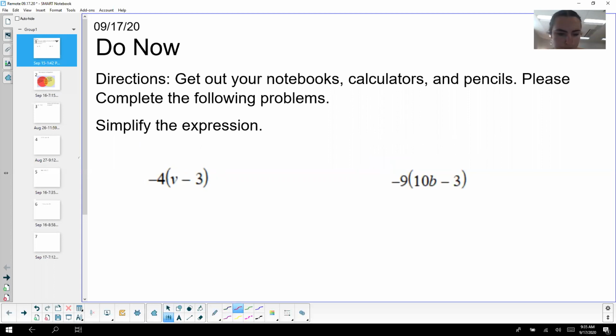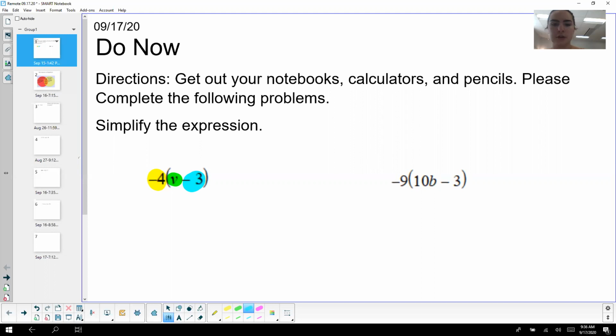All right. So when I've got something like -4 parentheses v minus 3, sorry guys, that's the bell. I notice a few things. First of all, I notice this 4 in front of the parentheses, and then I notice these two terms inside the parentheses, so v and -3.